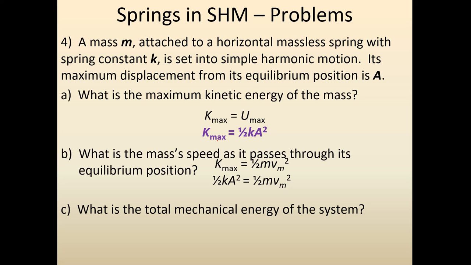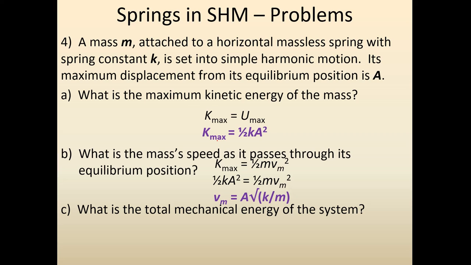So I set 1/2 k a squared equal to 1/2 m v squared. Solve it, and end up getting this: v = A rad k over m. If you wanted to, you could have left the A underneath the radical. There actually is a reason why I write it like this, but you don't need to worry about it.